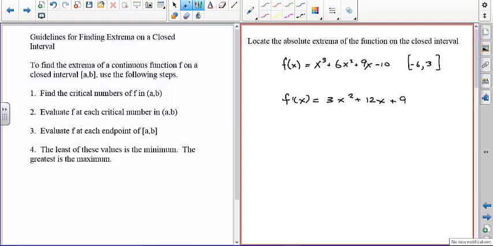The other place critical numbers occur is where the derivative does not exist. In this case, the derivative exists at all values of x, so we don't have to worry about that particular case.